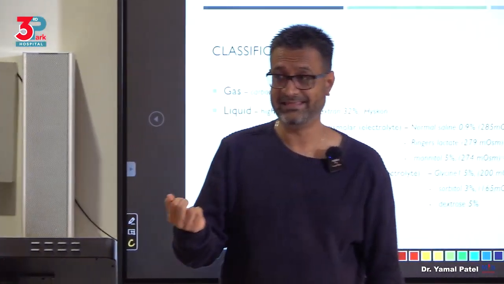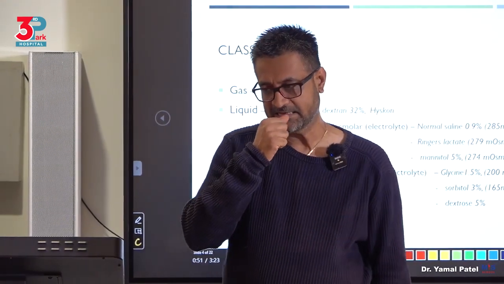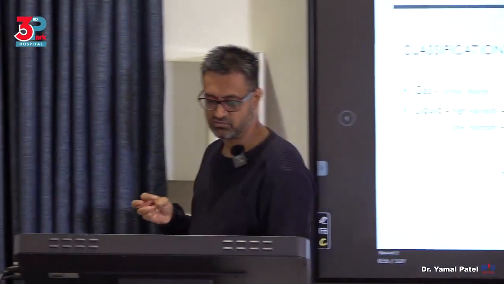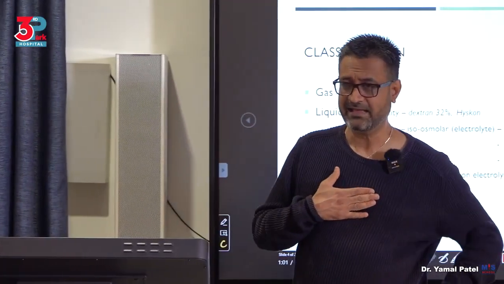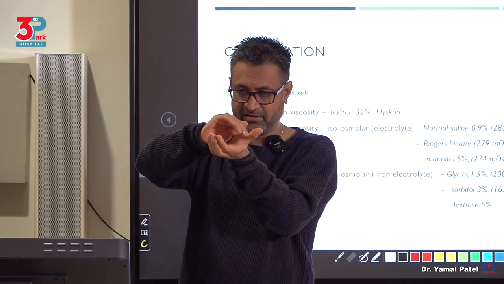In liquid, we can have high viscosity or low viscosity media. High viscosity is also hyperosmolar. So it's thick. It's like gel-like, a little bit thicker. And the one we have is dextran 32 and Hyskon. But again, we don't use much of it. I've never used it. And you will use a little of it because it's a little thick. It's like gel. You get what I'm saying?